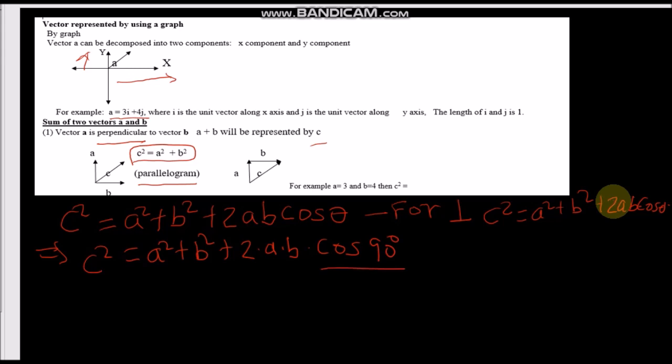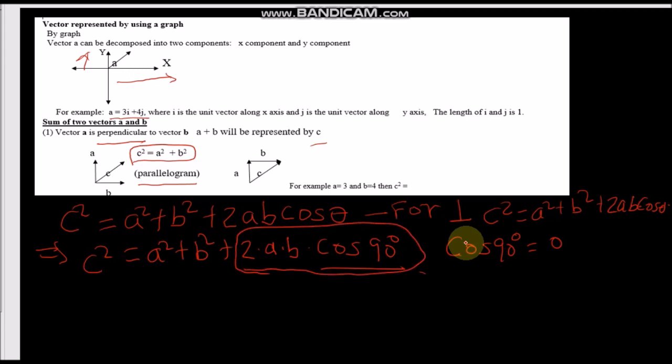By default, cos 90 degree is equal to how much? 0. Cos 90 degree is equal to 0. Then for the perpendicular case, this value becomes what? 0. So left only C square is equal to A square plus B square. That's why for perpendicular case the resultant vector is C square is equal to A square plus B square.